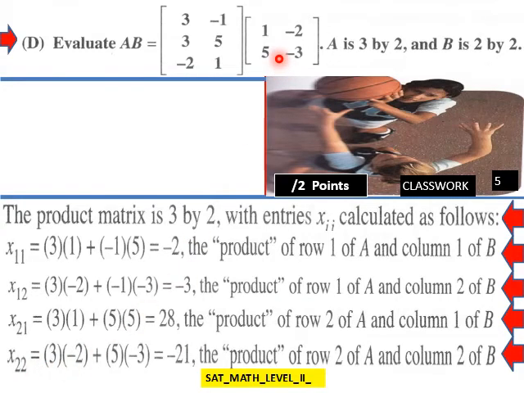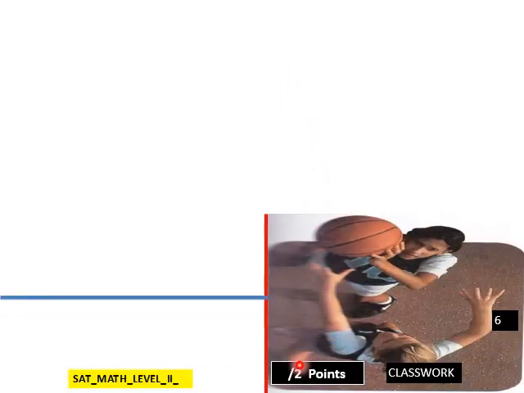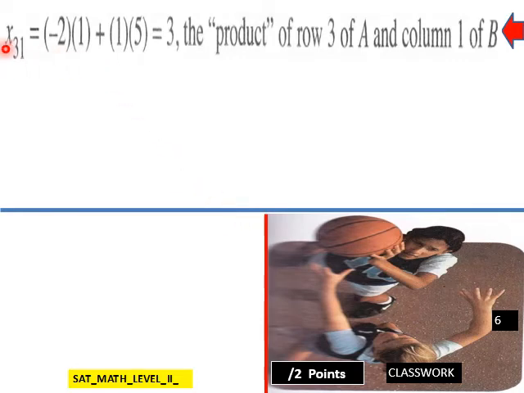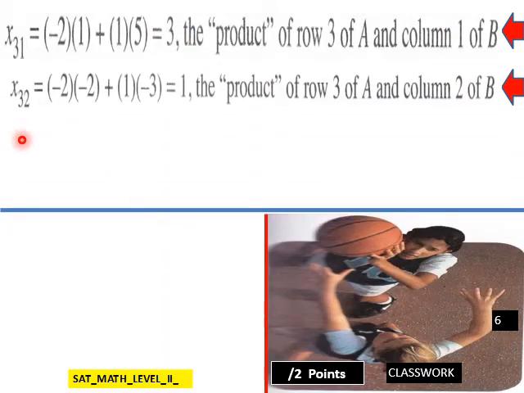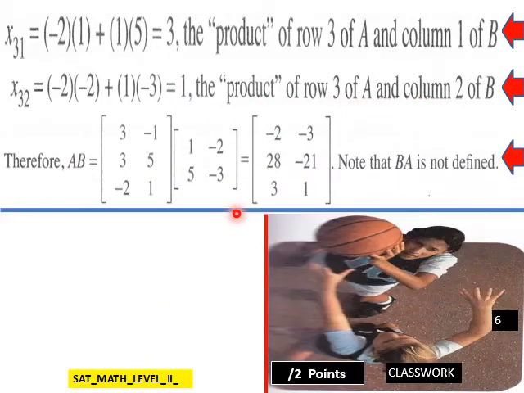That's x22. And then we go into x31. So that's negative 2 times 1 plus 1 times 5 equals 3. So the product of row 3 of A and column 1 of B would be positive 3. And then 3, 2 here would be negative 2 times negative 2 plus 1 times negative 3, which would equal 1. So the product of row 3 of A and column 2 of B would be positive 1.